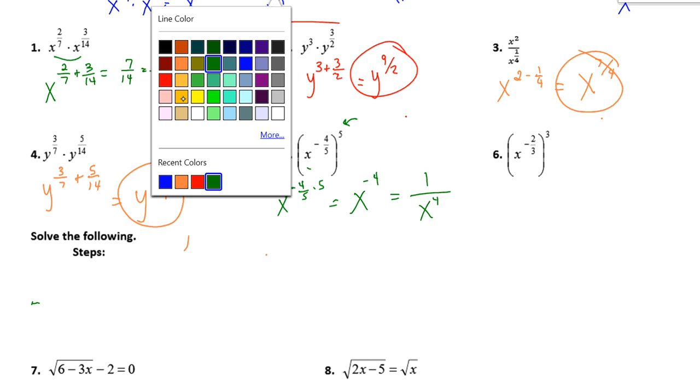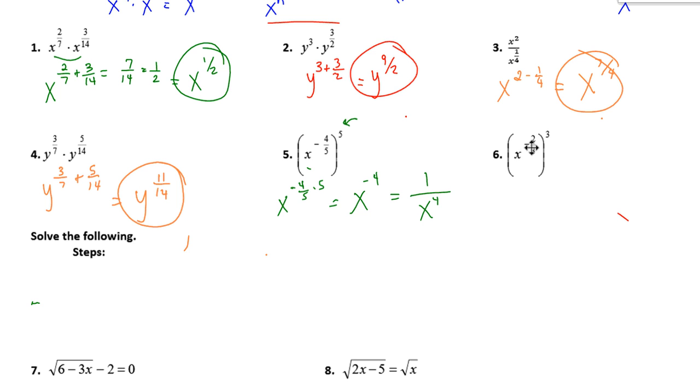Okay, same idea for this next one. Exponent raised to a second power means we multiply powers together. That becomes x to the -2 or 1/x squared.